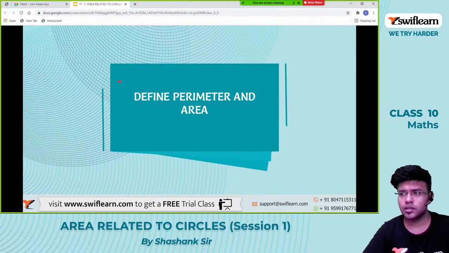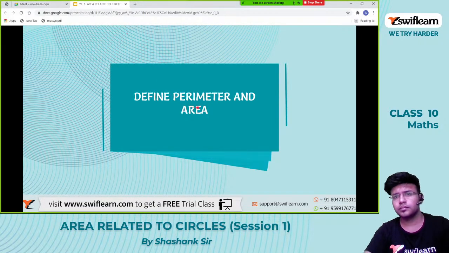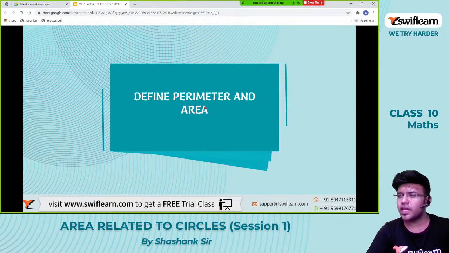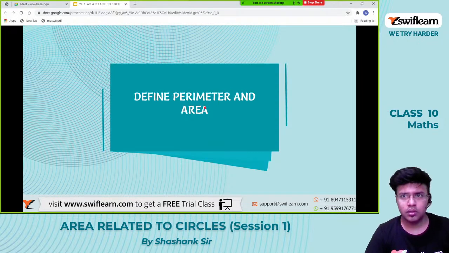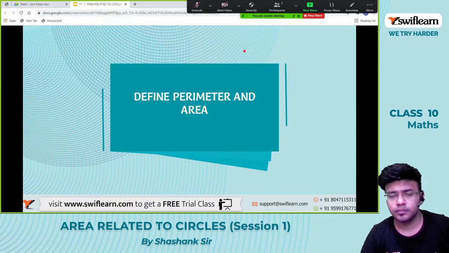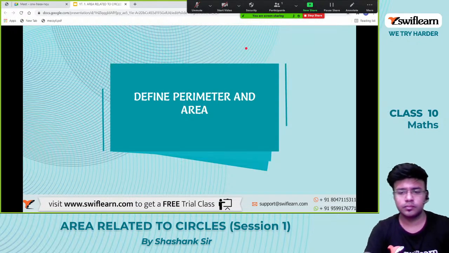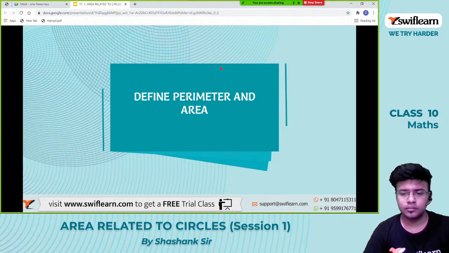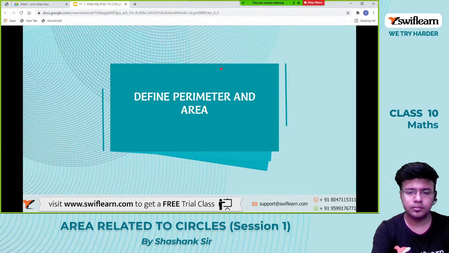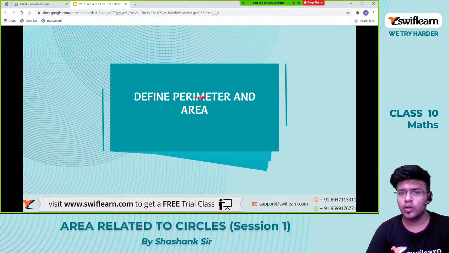So yes, we have learned various parameters in the circle. So yes, let us define perimeter. क्या है perimeter?